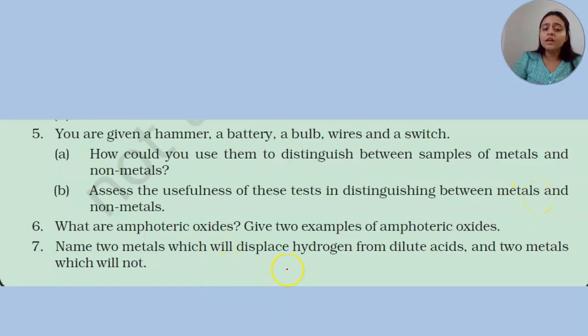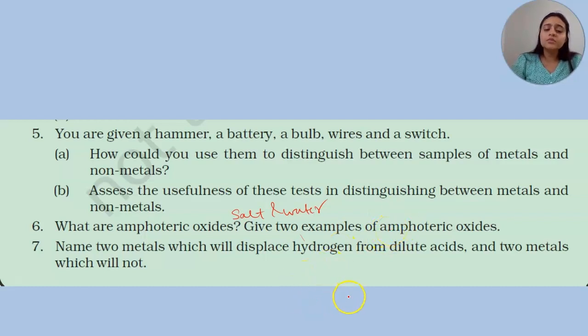What are amphoteric oxides? Give two examples of amphoteric oxides. Amphoteric oxides are considered metallic oxides only, which, when they react with acids and bases, give out salt and water, like a neutralization reaction. All the metal oxides which go through a neutralization reaction and give out salt and water are known as amphoteric oxides.